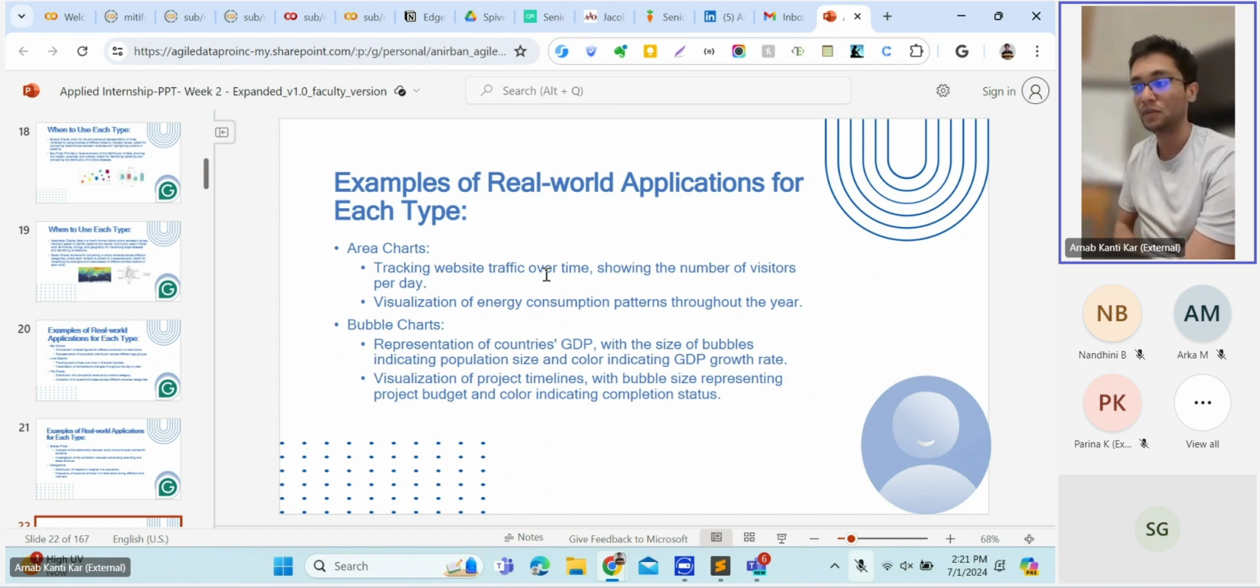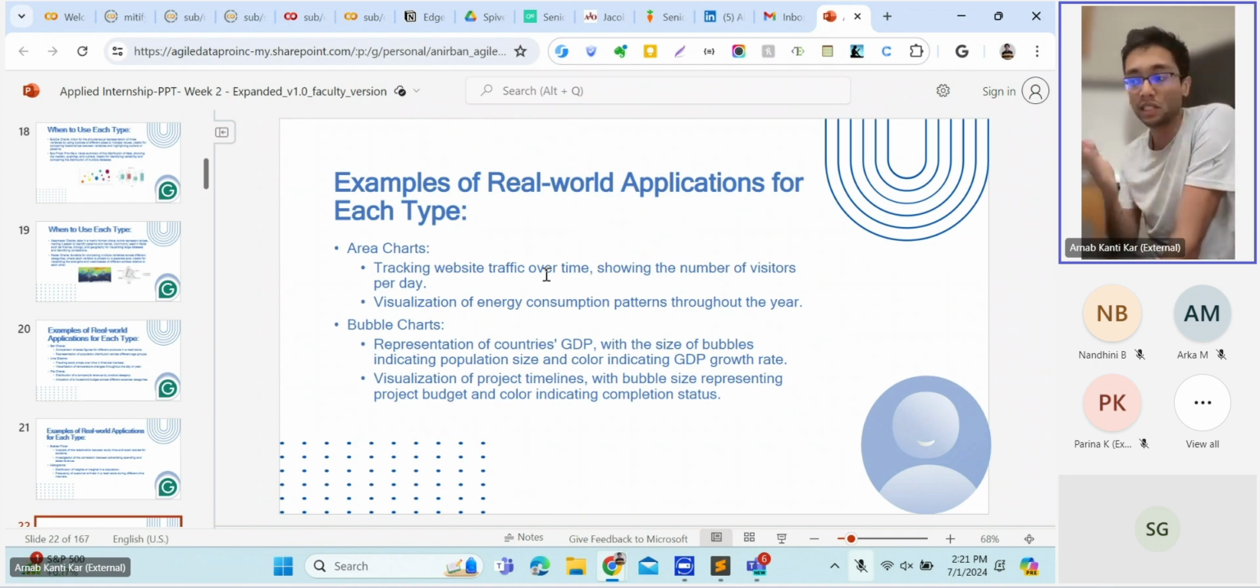Again, we saw bubble charts, we saw area charts, and again, visualization of energy consumption patterns throughout the year. That could be shown in an area chart. Bubble chart, we saw the GDP example, and again, project budget and color indication. Yeah, that too can be shown.